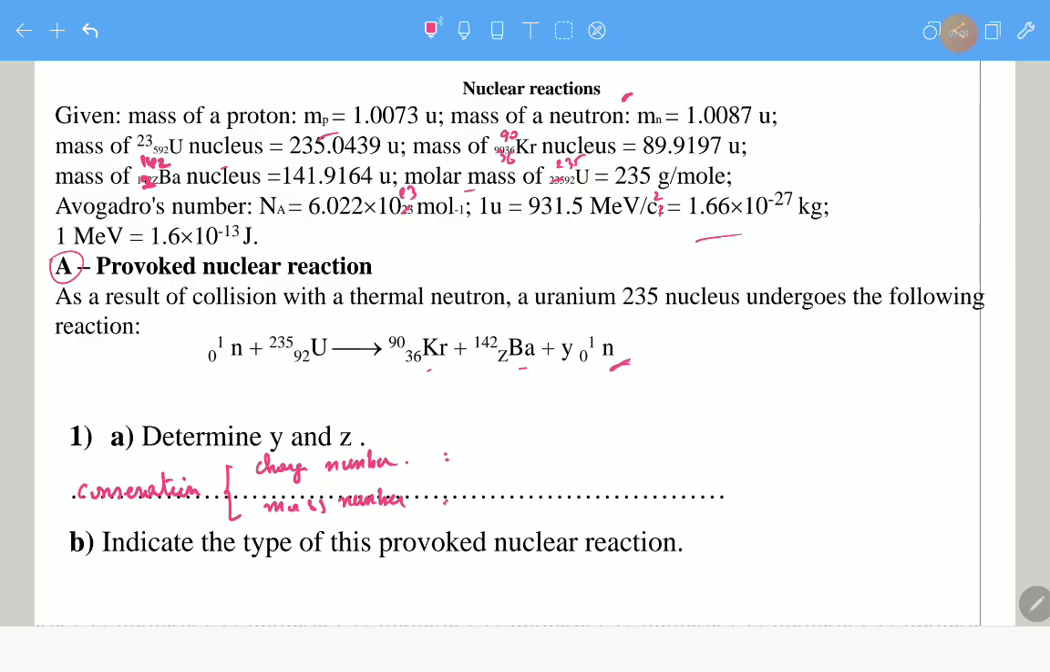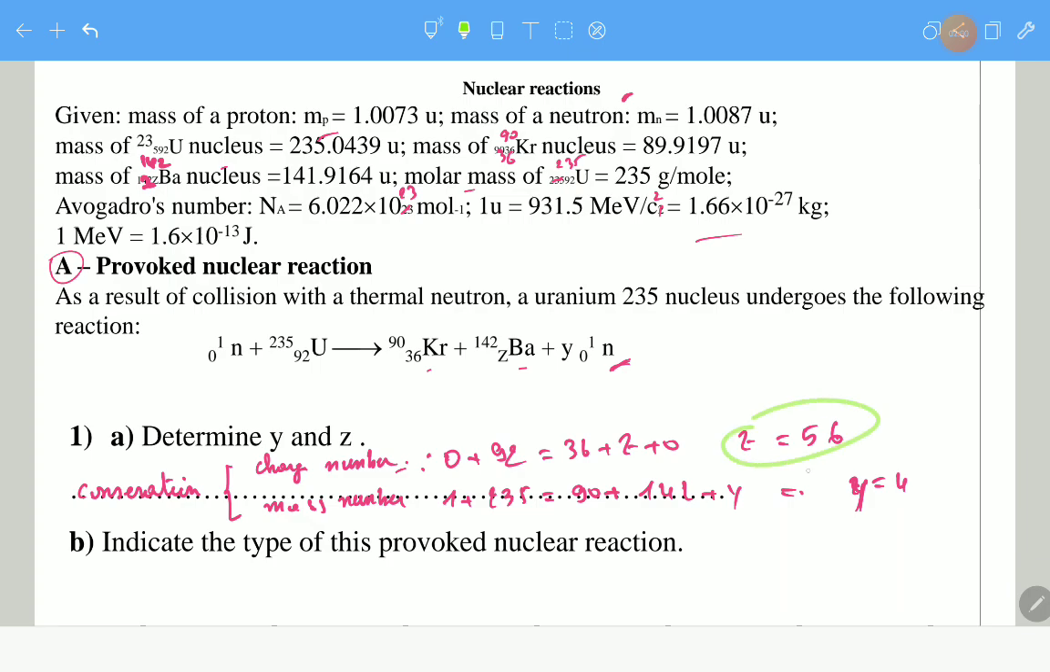So, to find y and z, we can use the two conservations: conservation of the charge number and conservation of the mass number. So, the first equation we can give as 0 plus 92 equals 36 plus z plus 0. So we can find z equal 56. Conservation of the mass number: 1 plus 235 equals 89 plus 142 plus y. So we can find easily y equal 4. This is the first question.